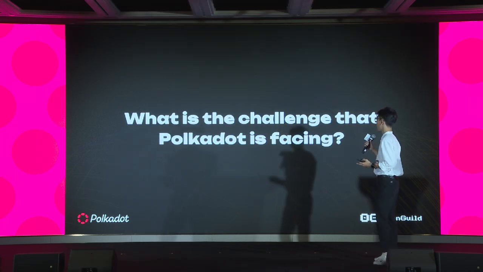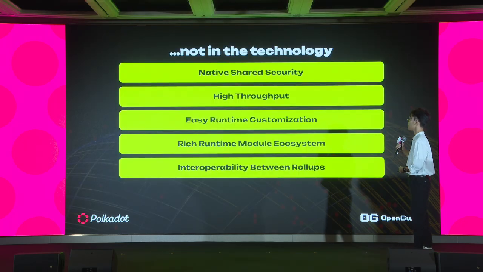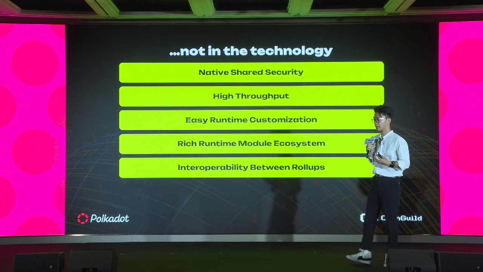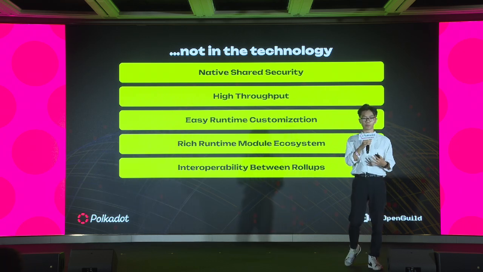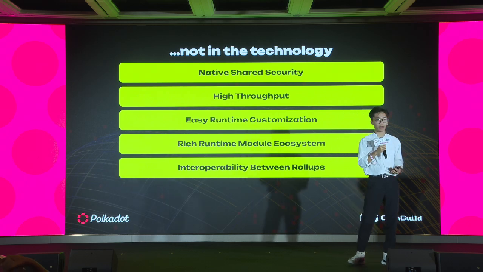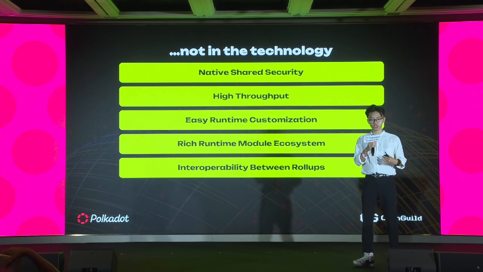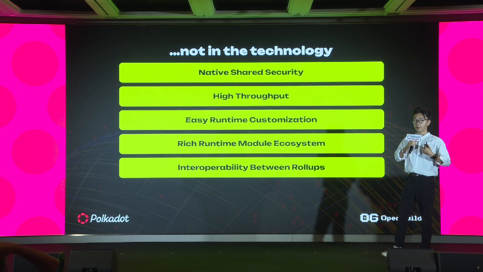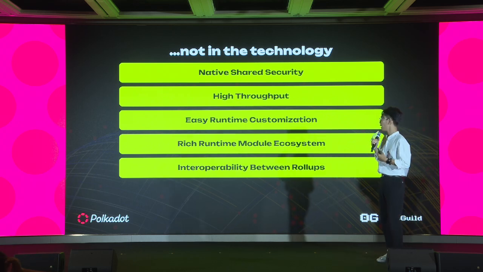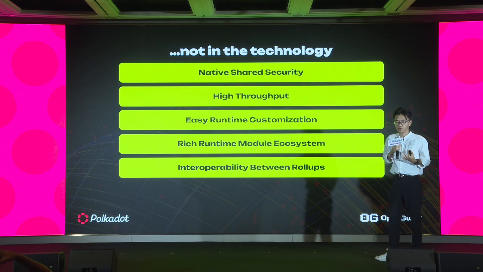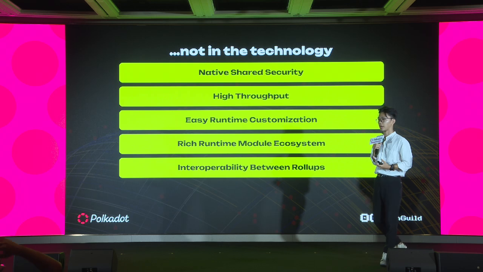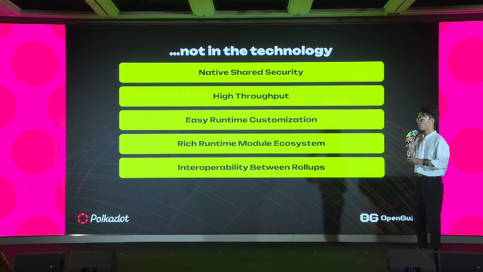What is the challenge that Polkadot is facing right now? It is definitely not the technology. Polkadot has the right tech stack. It offers native security: rollups built on top of Polkadot don't need to care about validator infrastructure, they just build a collator and get access to the full security of the relay chain. It also has high throughput from elastic scaling and asset backing. And runtime customization is easy. Substrate is an easy tool: you just add a few pallets and you have a production-ready runtime to launch your blockchain for users.